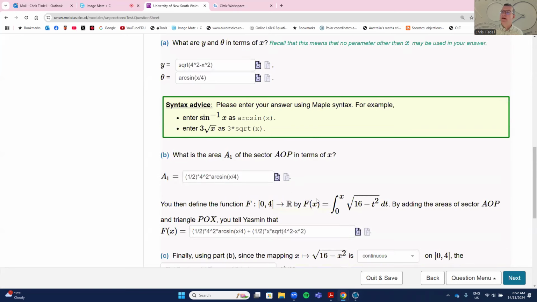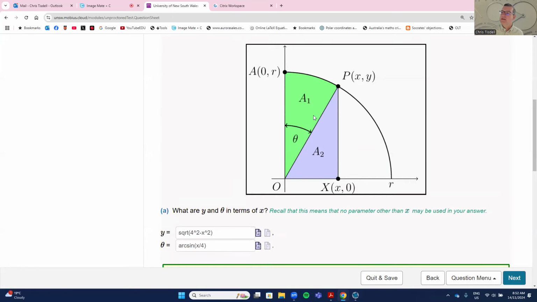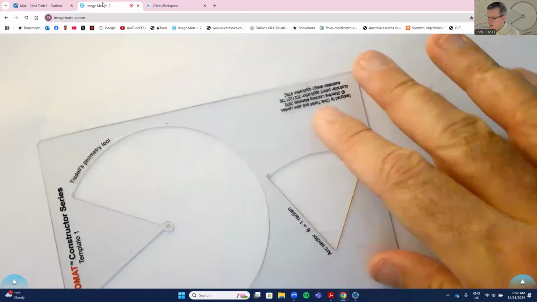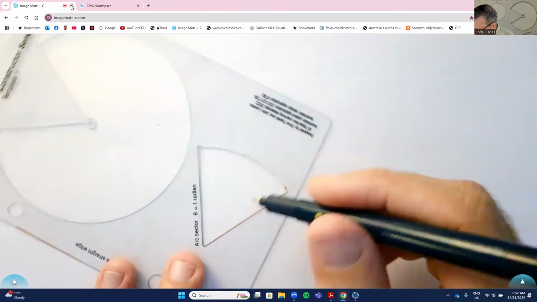All right, let's look at part B. What is the area A1 of this sector? So it's the green area. Well, let's remind ourselves of the area of a sector. I think I'll just kill that email so you don't keep reading my email. All right, so let's say it looks something like this.